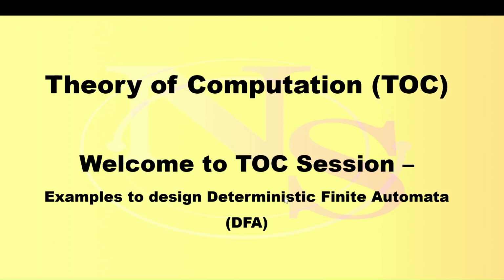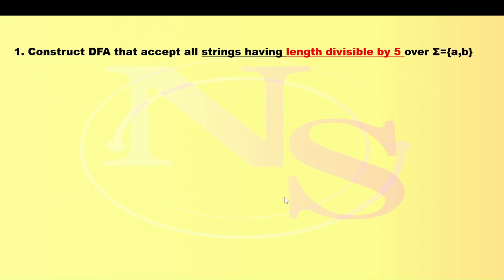Let's continue with a few more examples on designing of DFA. Here the question is, design a DFA to accept all strings where the length of the string should be divisible by 5. So first try to identify the condition and understand it.